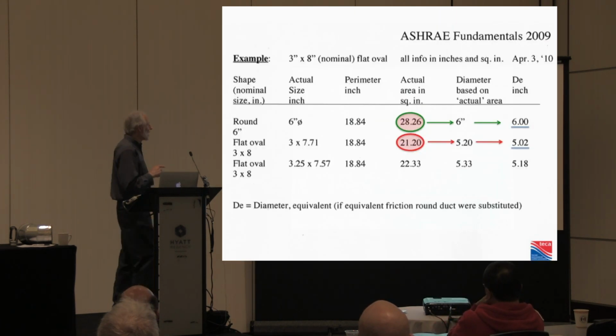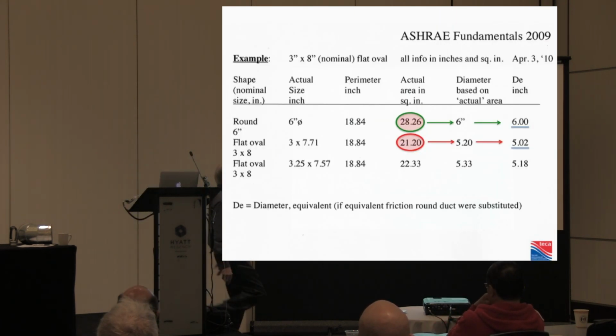It's kind of interesting when you look at it in detail. A 6-inch round duct has a 19-inch perimeter. That's how much metal it takes to make it. It's got 28.25 square inches. It's 6 inches round, and its diameter equivalent, of course, no surprise, is 6 inch. If I take that and I flat oval it, you're going to end up with the same amount of metal, and you're somewhere around 21 square inches of area.